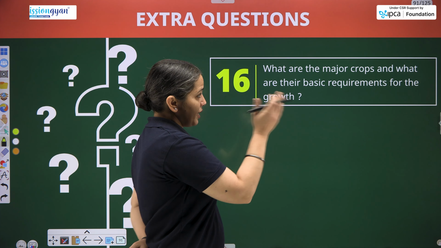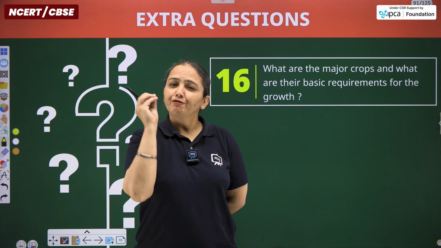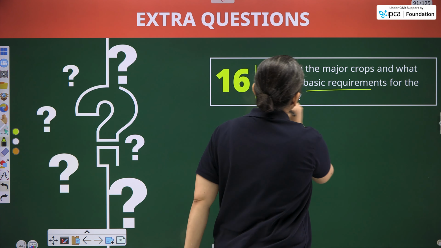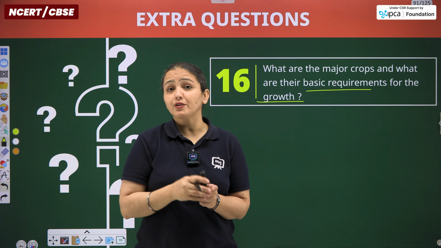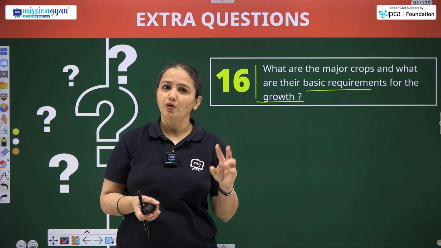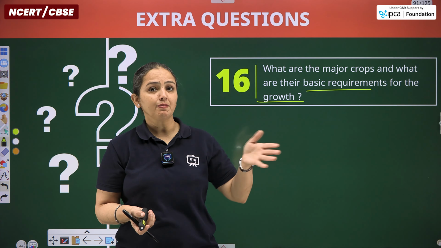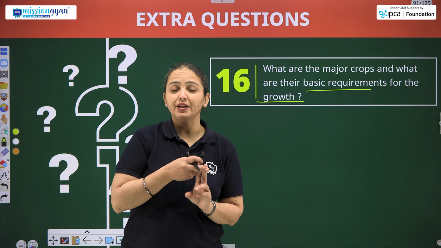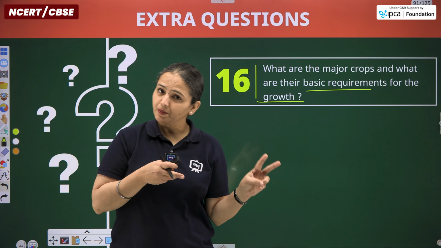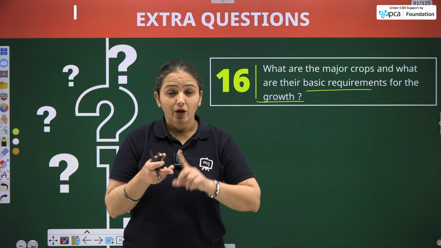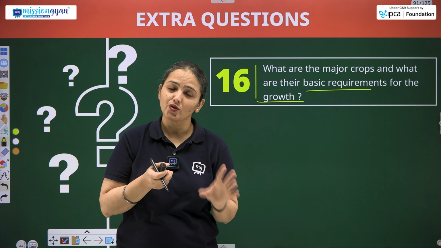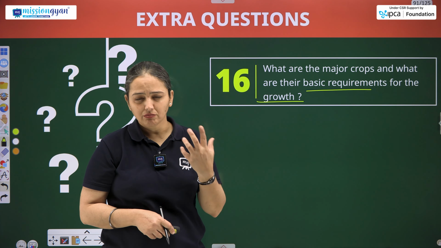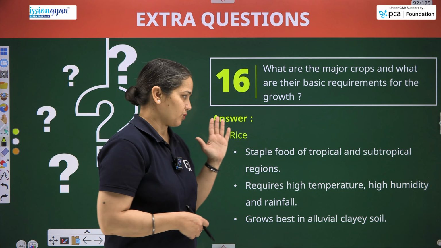Next is what are the major crops? So we have to discuss a few major crops names along with their basic requirements for the growth. So what are the basic features required for the growth? Again, two. We have already discussed in the chapter, in the exercise part. Now again we are discussing here. So in the exercise part we have discussed that climatic conditions and soil. Two prime features over here also. Along with climatic condition, soil is responsible for the basic growth of the plants, growth of the crops. So here is the answer.